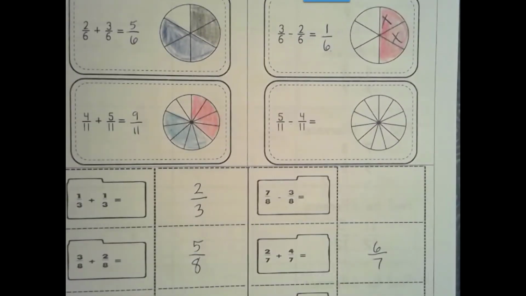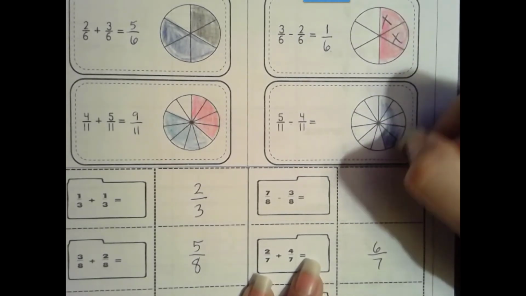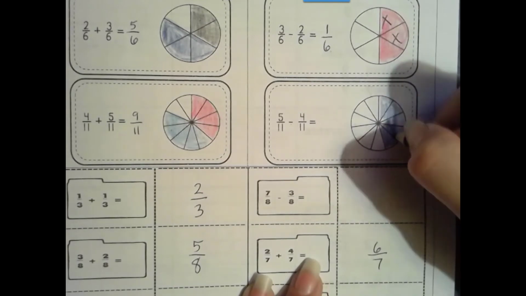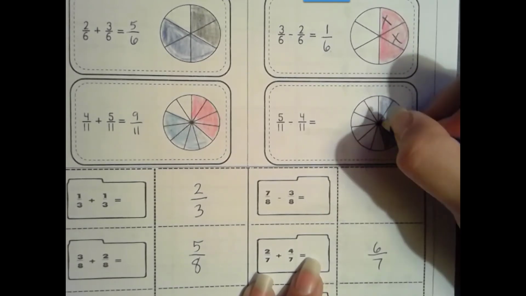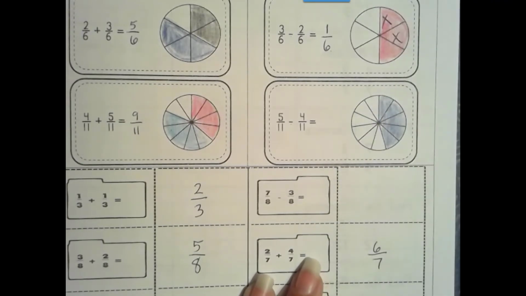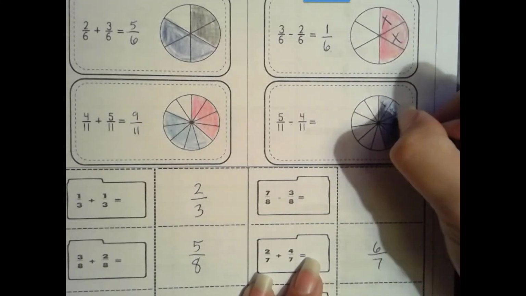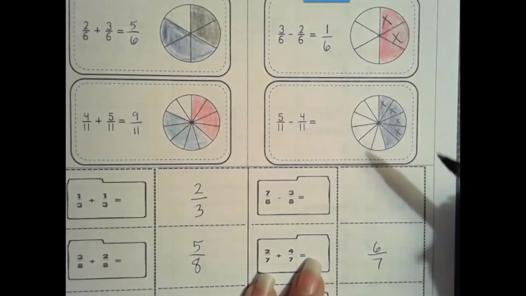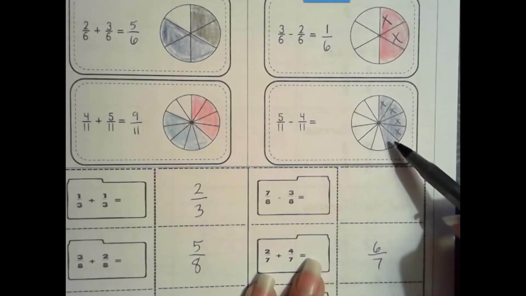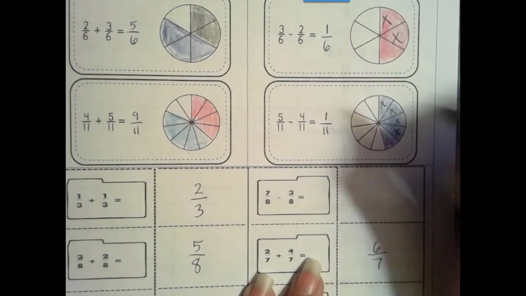Here, if I have 5/4, that is what I have. And then I take away or subtract, find the difference between the two. Take away 1, 2, 3, 4. How many more is this? It is one more piece. The difference is 1 out of 11 pieces.